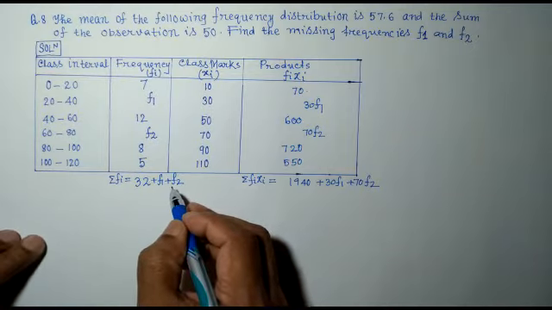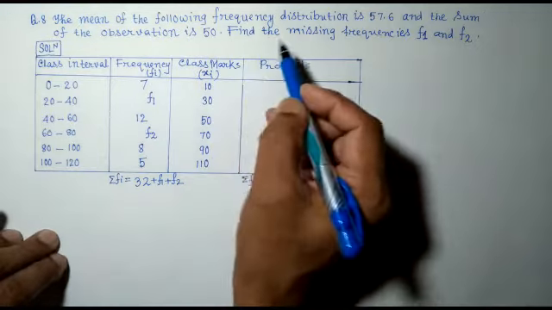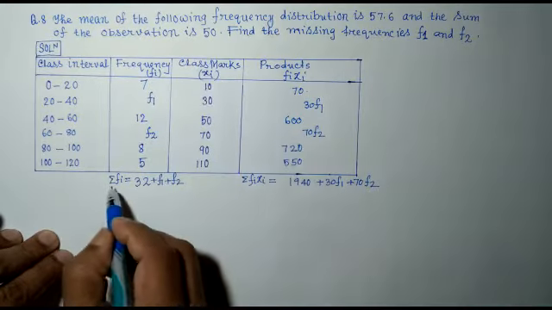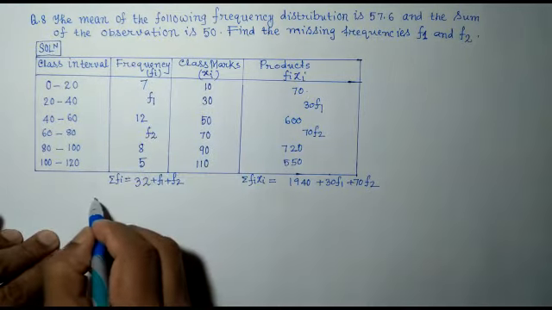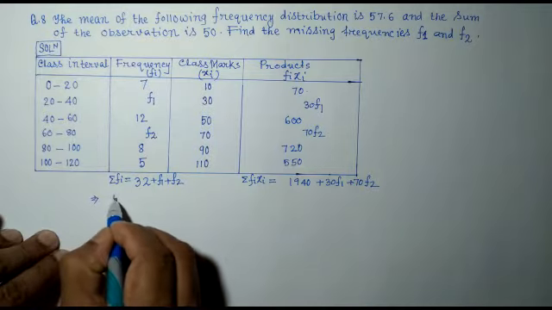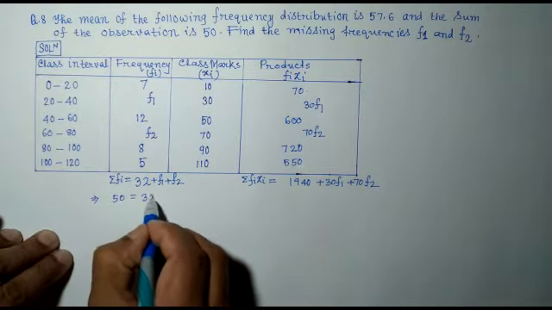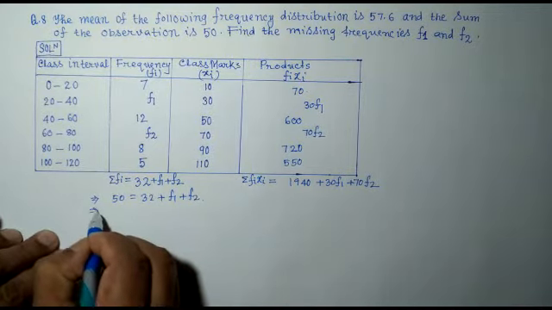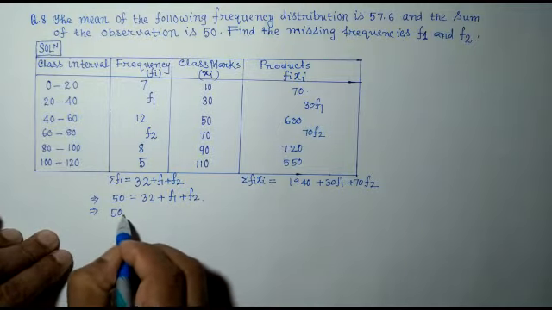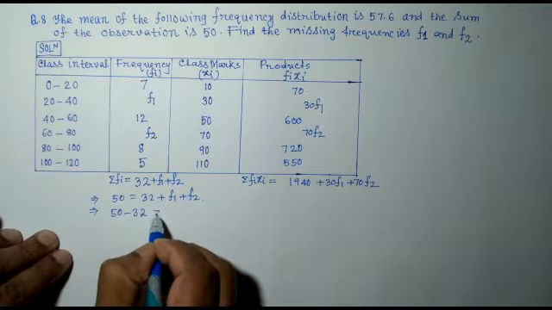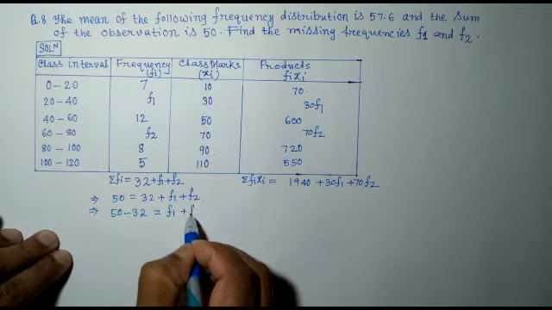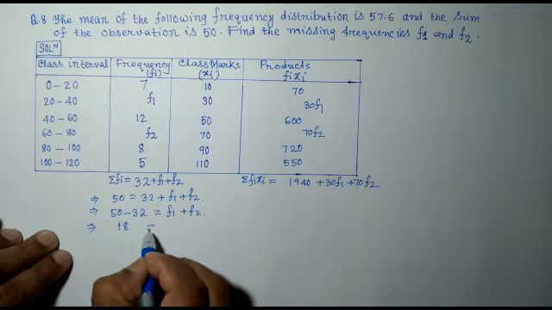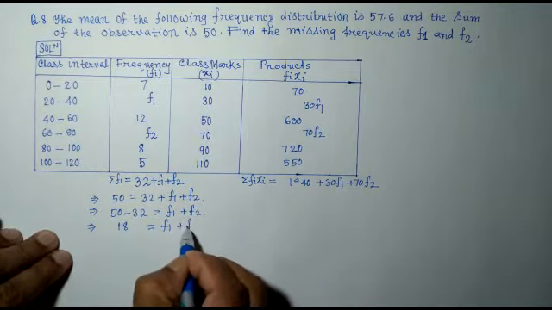This is given. And now see, here is written sum of the observation is 50. Sum of the observation meaning sigma fi. That is our 50. So we can write here, 50 is equal to 32 plus f1 plus f2. Then bring this 32 to the left side, it will be 50 minus 32 is equal to f1 plus f2. The next line is 50 minus 32 is 18, equal to f1 plus f2.